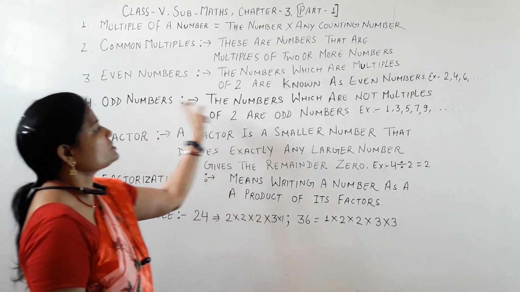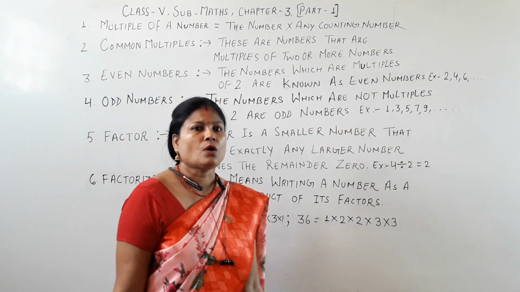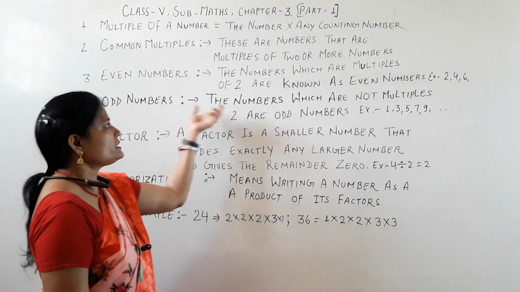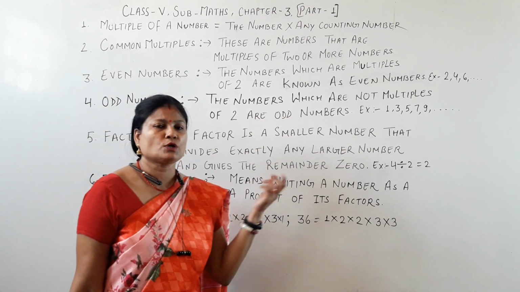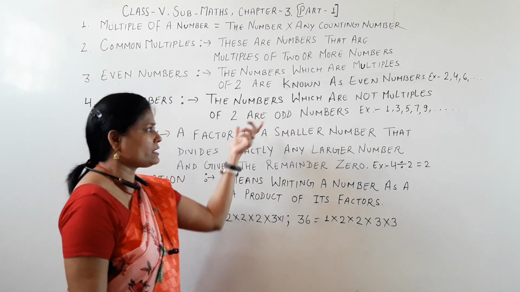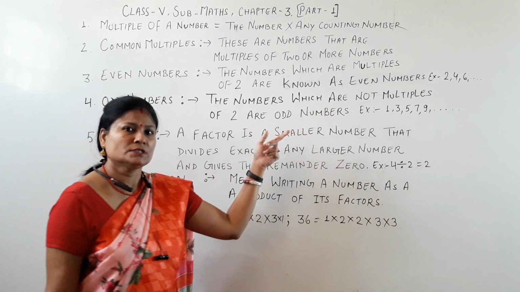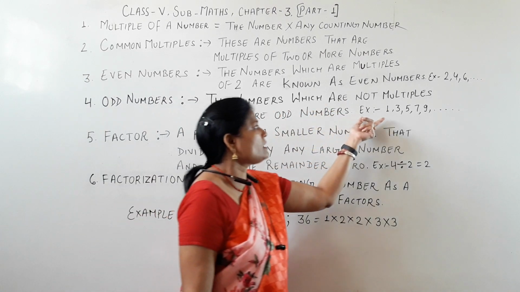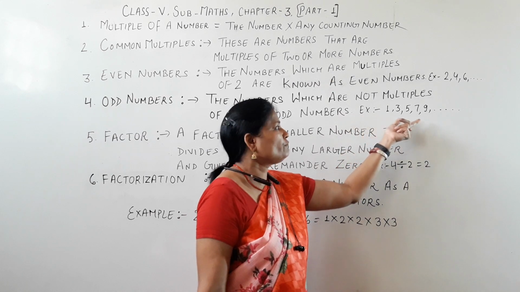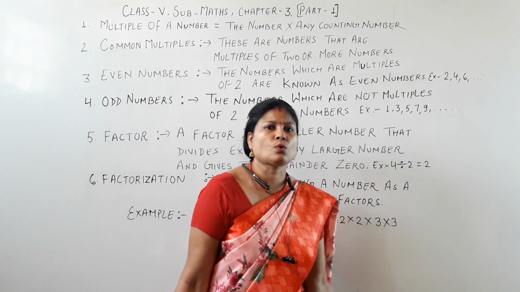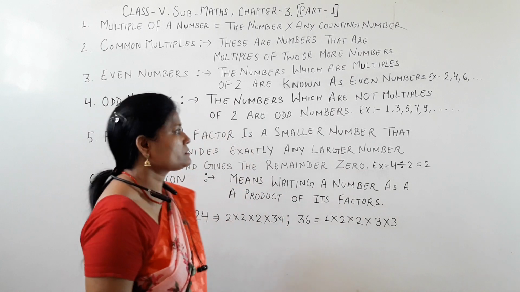Now move to the odd numbers. Those numbers which are not multiples of 2, or which cannot be fully divided by 2, are known as the odd numbers. So odd numbers are not multiples of 2. Examples are 1, 3, 5, 7, 9 and so on. These are the odd numbers.